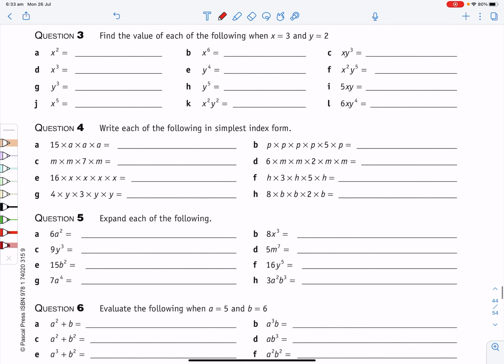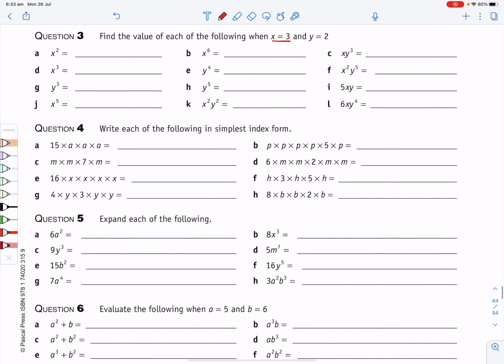Question 3, find the value of each of the following when x is 3 and y is 2. This is continuing on from the last section on substitution. Okay, so question 3a, x squared. Well, we've been told that x is 3, so it's 3 squared, which is 9. B, x to the power of 6. Again, it's going to be 3 to the power of 6.